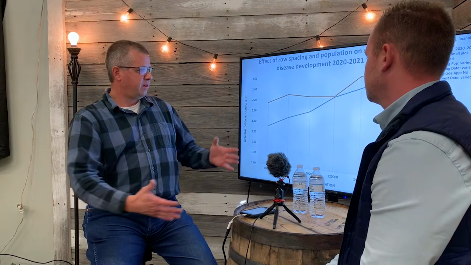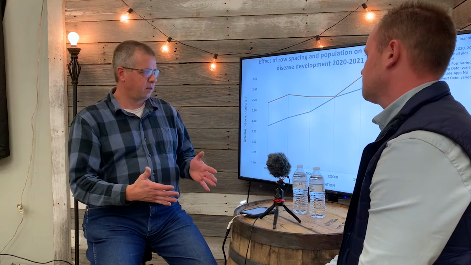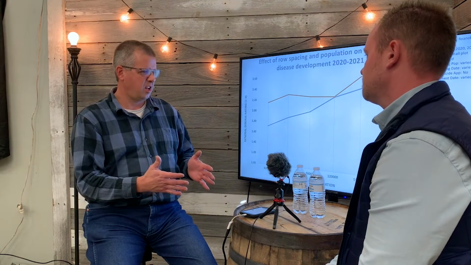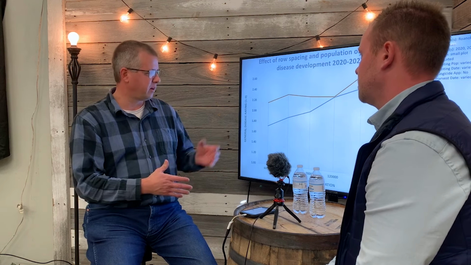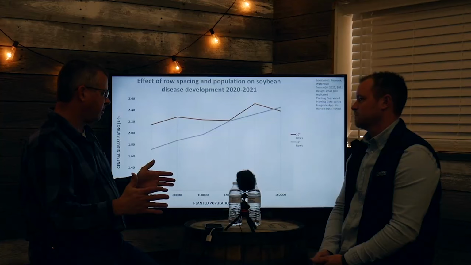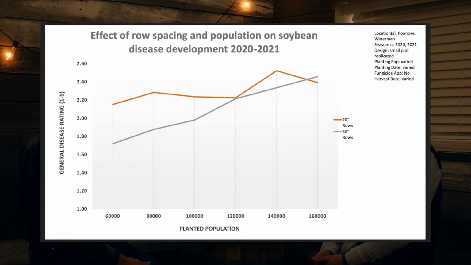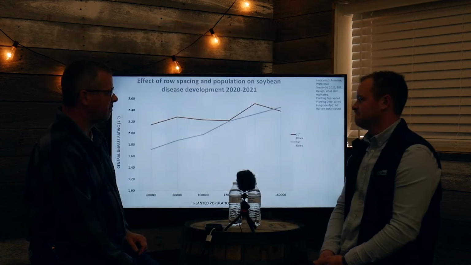So again, do the narrower rows make a difference in disease development? We know that a lower population can help with disease development. We saw some data there. But does it make a difference if that's in 20-inch rows or 30-inch rows? Again, as we go higher in population, we see more disease development, but the 20-inch rows had slightly more disease development than the 30-inch rows. But if we put that on a 1 to 9 scale rather than a 1 to 2.6, that difference is minimal. It's going to be hard to see.